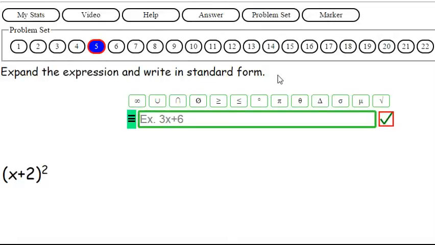Expand the expression and write in standard form. What does that mean? Expand the expression. X plus 2 quantity squared. Write in standard form. Well, expand the expression means just pretty much that. We're going to make it bigger. We're going to expand it.